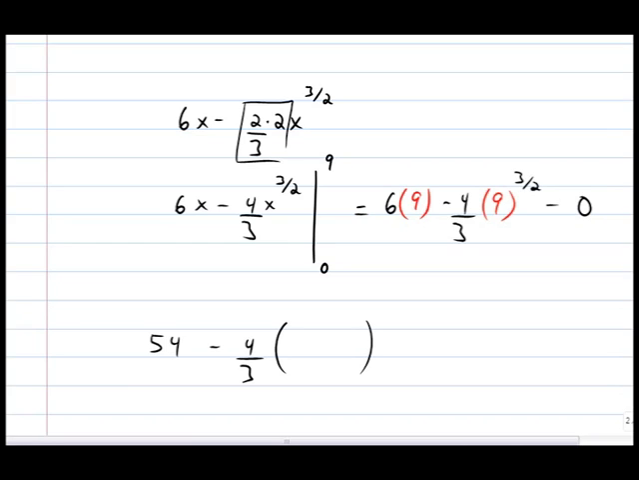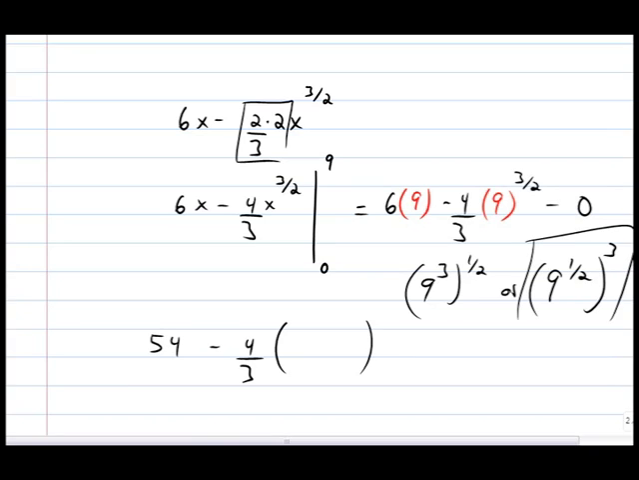Now, 9 to the 3 halves is kind of weird, but use what you know about exponents. You can rewrite 9 to the 3 halves two different ways. You can write it as 9 to the third to the 1 half, or 9 to the 1 half to the third. What option do you guys want? Yeah, good job. Yeah, let's do the second option. So what's 9 to the 1 half? 3 cubed, you get 27.